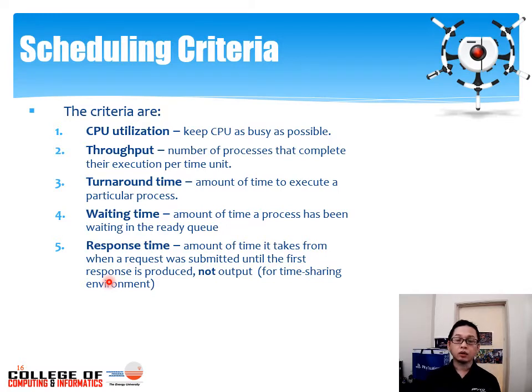This is the amount of time it takes from when a request was submitted until the first response is produced. This is not the output, but the response between the arrival and the response from the CPU. So we look at all of these criteria in the following example.